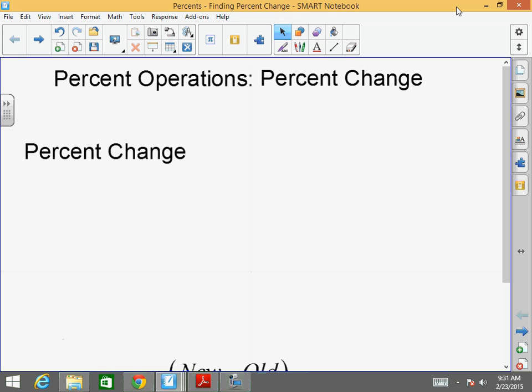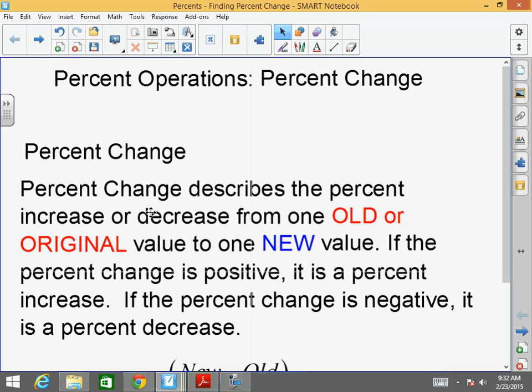Morrow's Intensive Math class. Today we're going to continue talking about percent operations, and one in particular, percent change. Now, percent change is pretty cool, pretty important, okay? Percent change describes the percent increase or decrease from one old or original value to one new value.